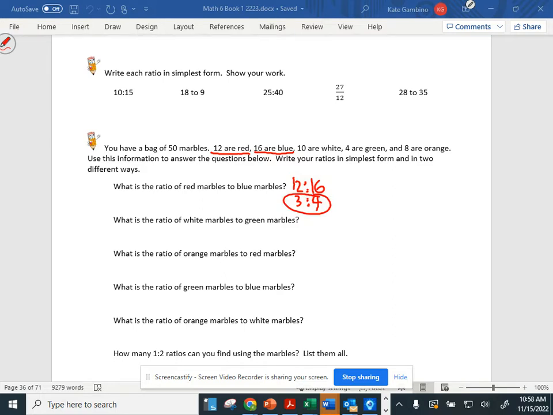Now it does say write it in 2 different ways. So we could also say 3 to 4. You could say 3 over 4. Okay? So remember, if red is first here, red has to be our first number in our ratio. The next one is, what is the ratio of white marbles to green marbles?